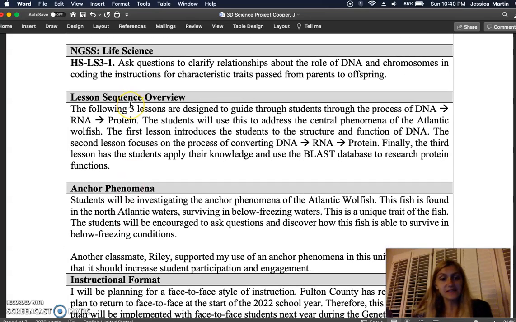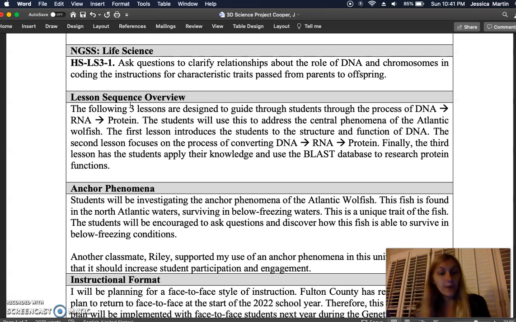The three lessons that we're going to go through show us the processes of DNA to RNA to protein, and I am focusing on an anchor phenomenon of the Atlantic wolffish throughout this lesson sequence. The first lesson is going to introduce students to the anchor phenomenon, and then the third lesson is going to be them answering questions and actually constructing an explanation about that anchor phenomenon now that they've learned everything at the end of the unit. And they're going to be using the BLAST database in order to answer those questions.